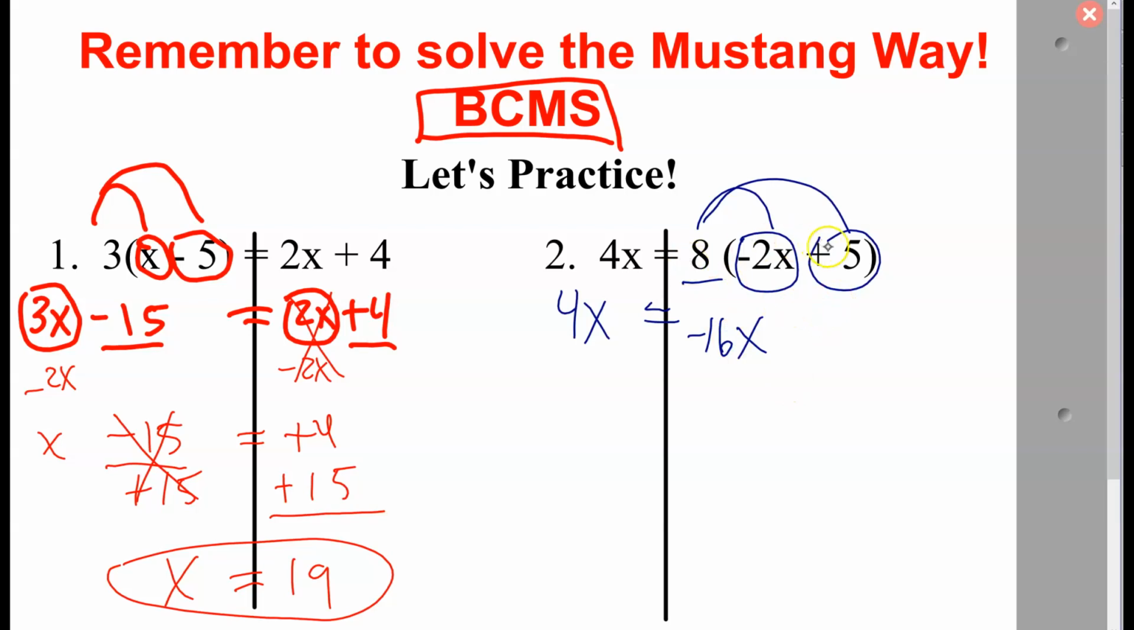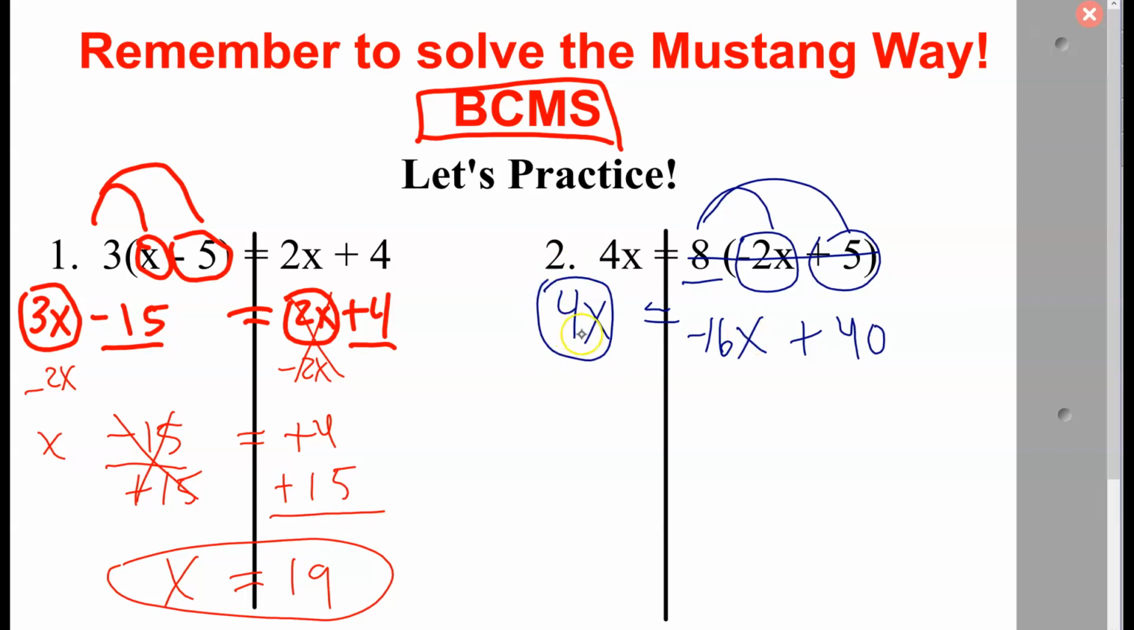And then I've got an 8 times a positive 5, or a plus 5, so 8 times 5 would give me 40, okay? So once I do that step, now I'm down to this equation. I began with my parentheses, did my distributive property, okay? And so what I'm going to do here then is I'm going to think C means combine like terms on the same side as the equal sign.